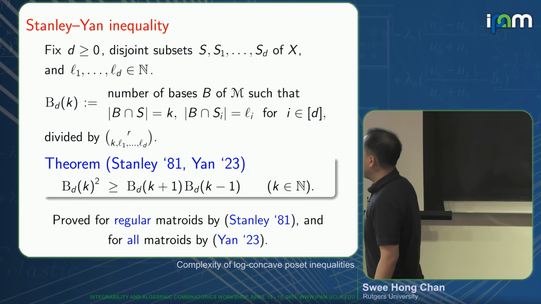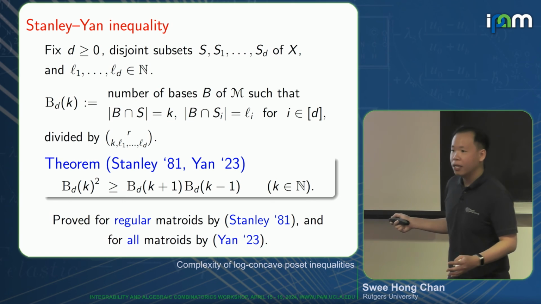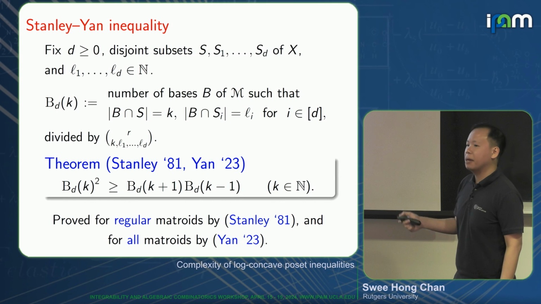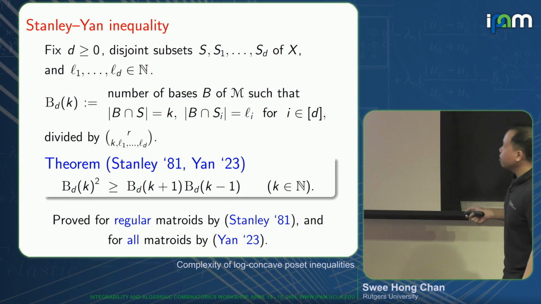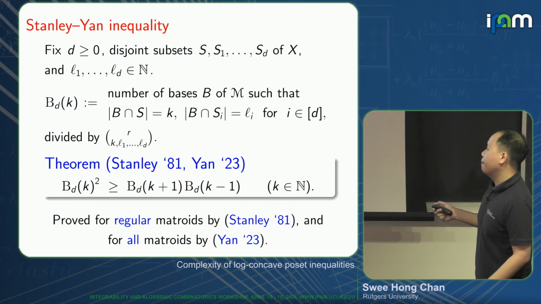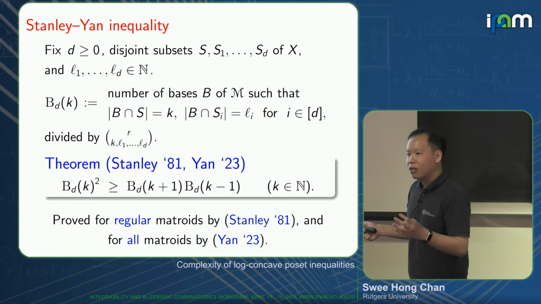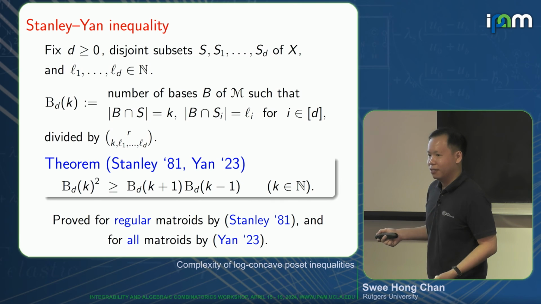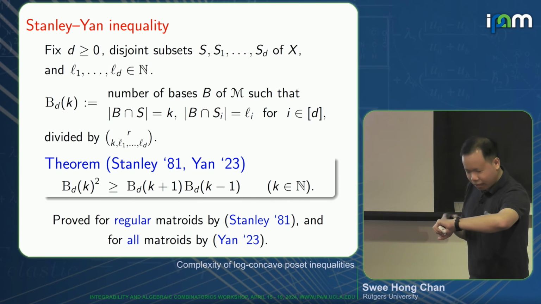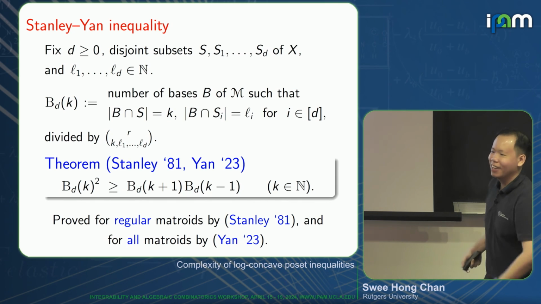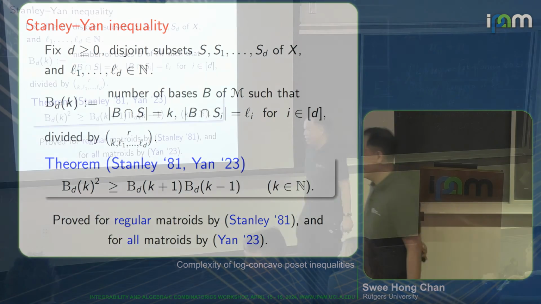It was first proved by Stanley in 1981 in the same paper where he proved the Stanley poset inequality for all regular matroids. And it was finally extended to all matroids by Alan Yen, who is in the audience, in 2023 as one of the problems in his thesis. And as far as I know, it has been up on the arXiv since 16 hours ago. Okay? So this is the result.